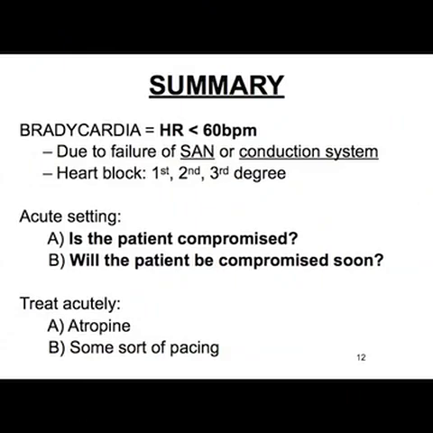In treating the patient acutely, the most important questions to ask are: 1. Is the patient compromised? And 2. Do they have a rhythm that is going to compromise them imminently? The most important treatment modalities are 0.5 milligrams of atropine IV or internal or external pacing.